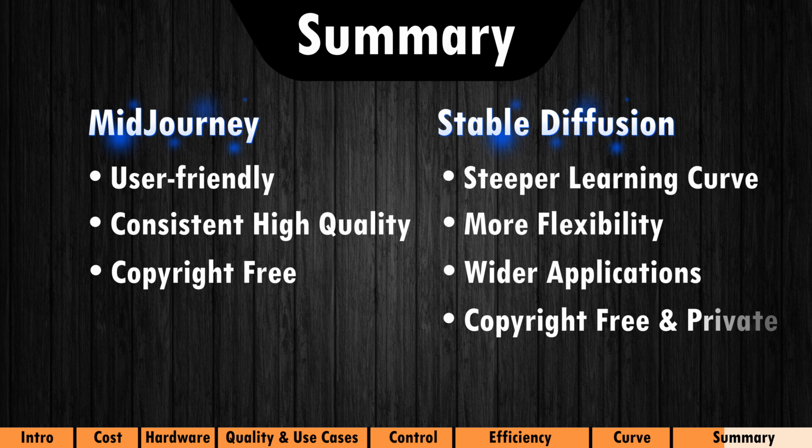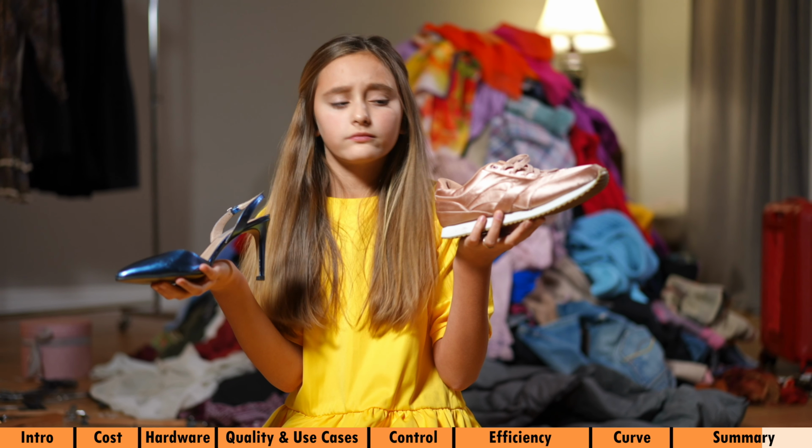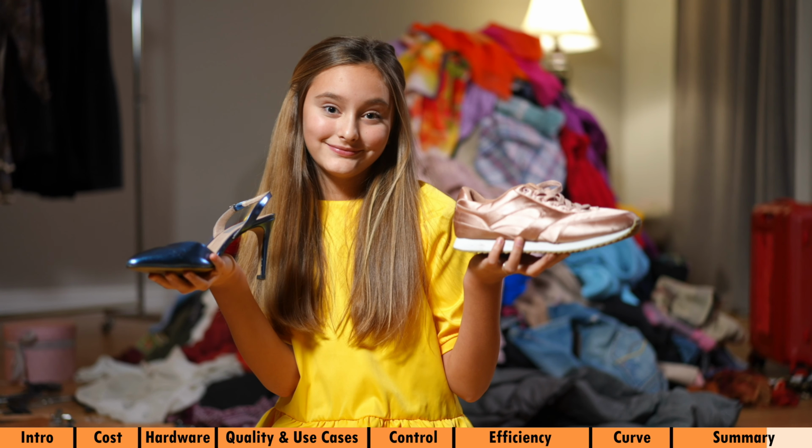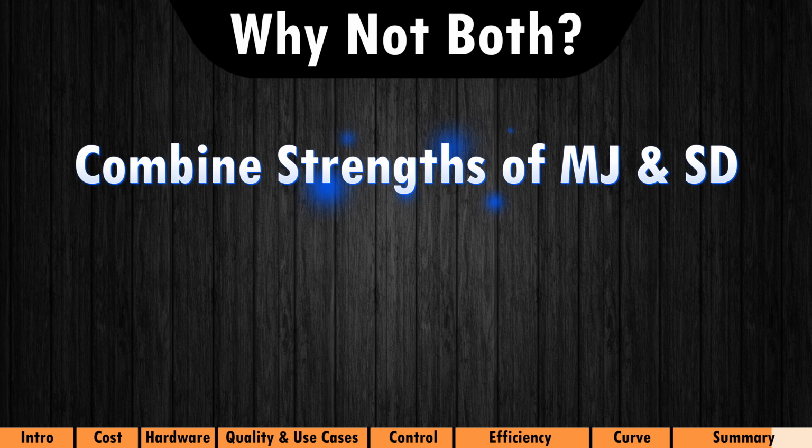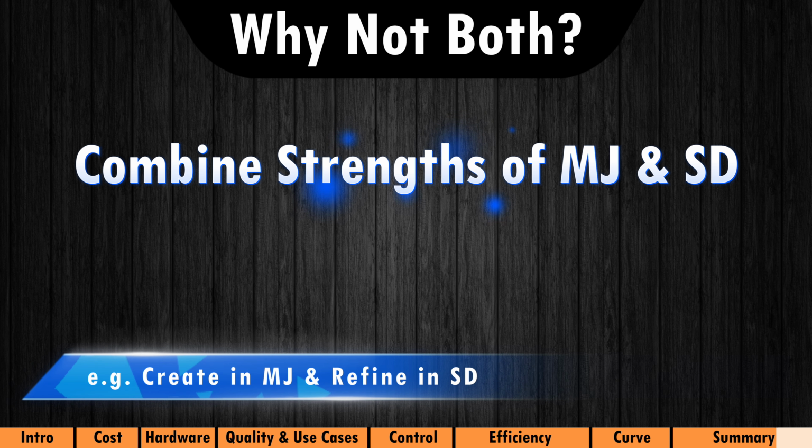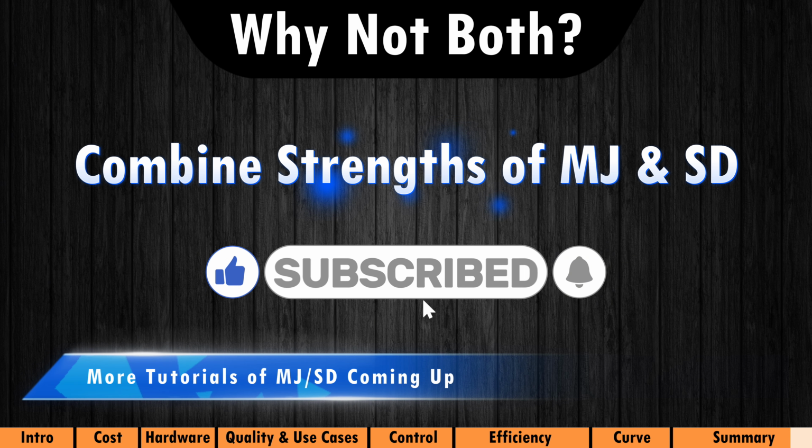It's also copyright-free, but it ensures more privacy by generating images locally on your device. And if you're willing to invest in hardware and learning time, it can produce highly accurate, stable results. For those seeking a flexible, reliable, free, and private solution, Stable Diffusion may be the better choice. Of course, if you have the resources, you can use both tools and combine their strengths. For instance, you can create a first draft with Midjourney and refine it with Stable Diffusion. I'll be releasing more tutorials on both tools in the future, so stay tuned.